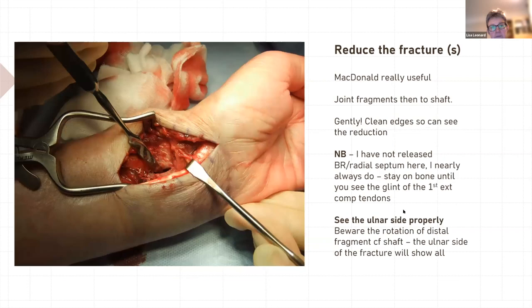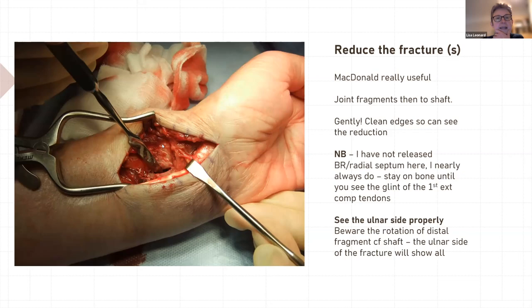and then simply reduce the fracture. So I use a McDonald's very frequently, and gentle wheedling rather than violent orthopaedic activity at this point, especially if the bone is very soft in an elderly lady. Clean the edges of the fracture so you can really see to get your reduction nicely.